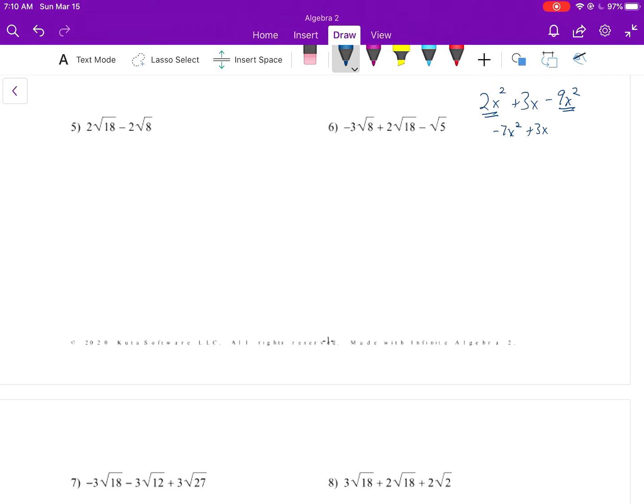Sometimes maybe they're all like terms, and you can put them all together, combine them to get to 1 term, but sometimes you might have 2 or even 3. So the first thing we want to do here is simplify our individual radicals.